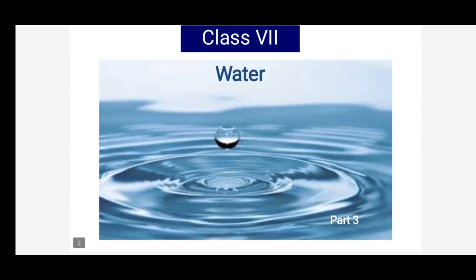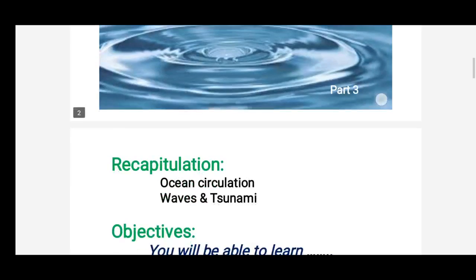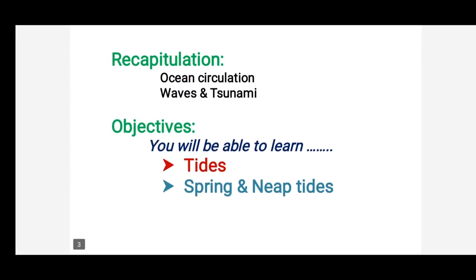In our geography class, we are discussing the water chapter, children. In part 2, we discussed ocean circulation, how waves are formed, and how very big waves formed due to an earthquake beneath the ocean cause a tsunami. Okay? And at the end of today's class, you'll learn about tides and different types of tides, like spring tides and neap tides also. Fine? Let's go ahead.